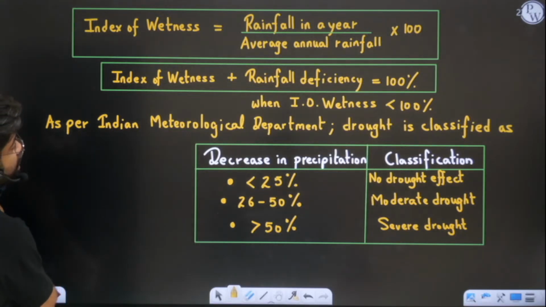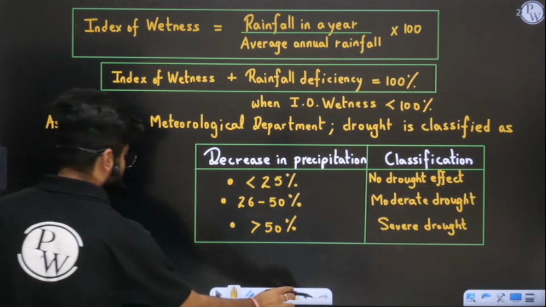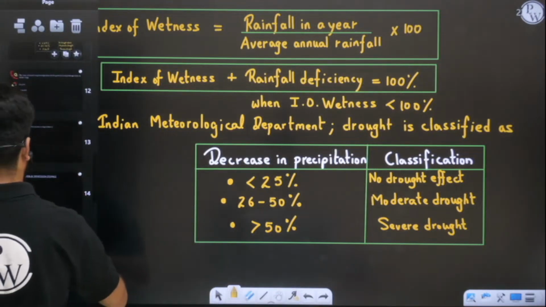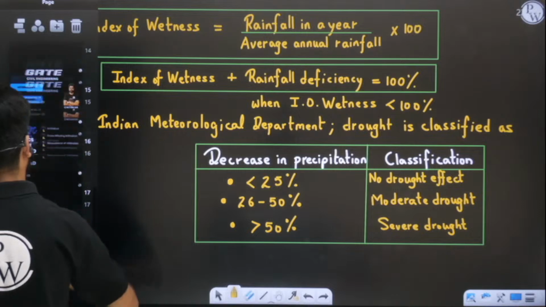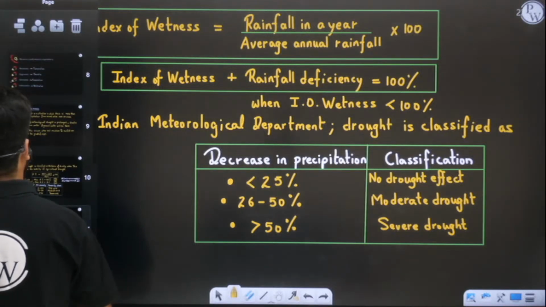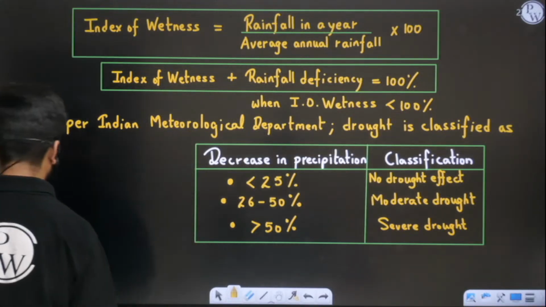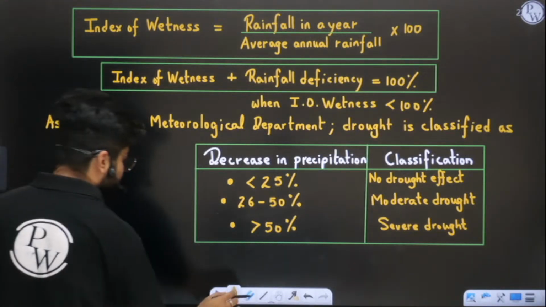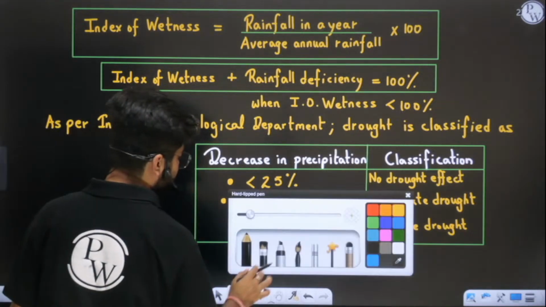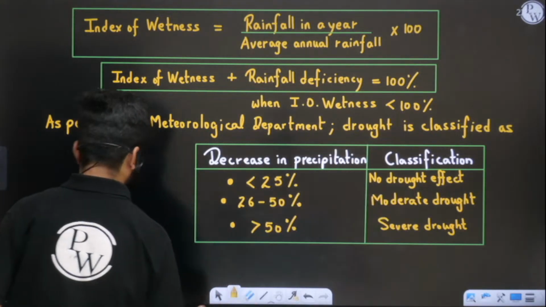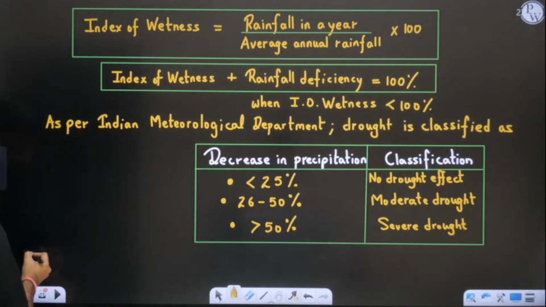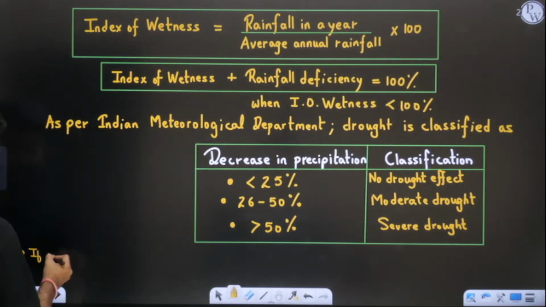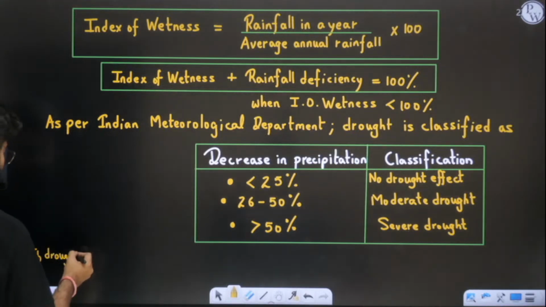Should we write it on the next slide? Wait a second. Empty slide is not there. Or should I write it here? Okay, let me write one point here and the next point in the next slide. Now, if drought occurs in an area, wait a second, let me reduce the size of ink so that we have more space.